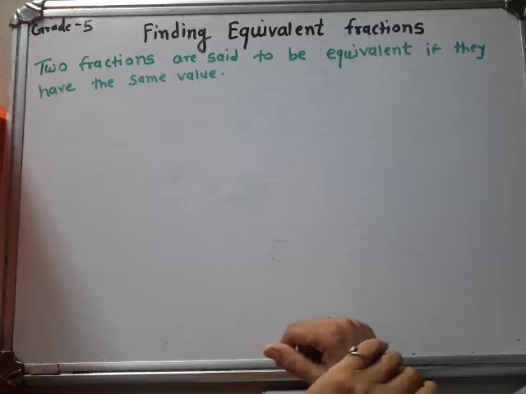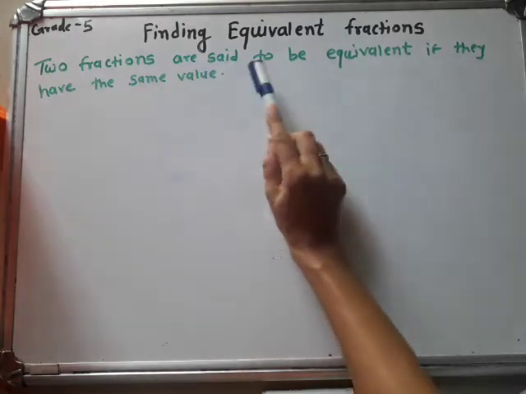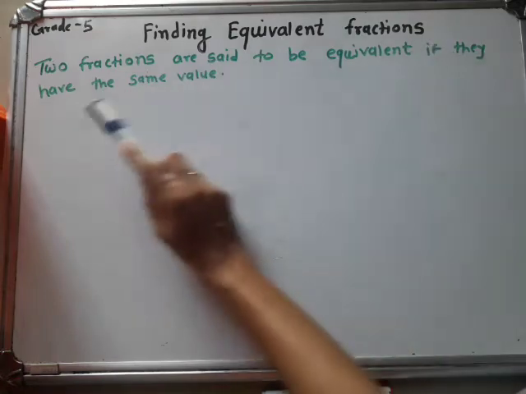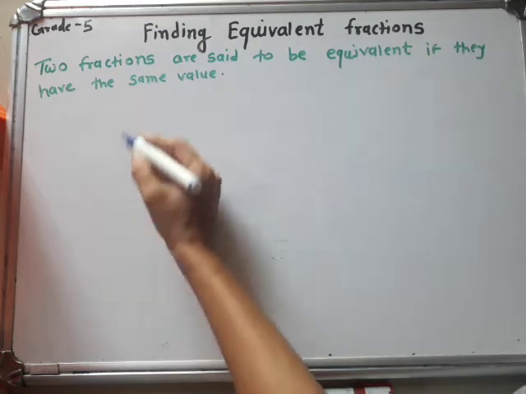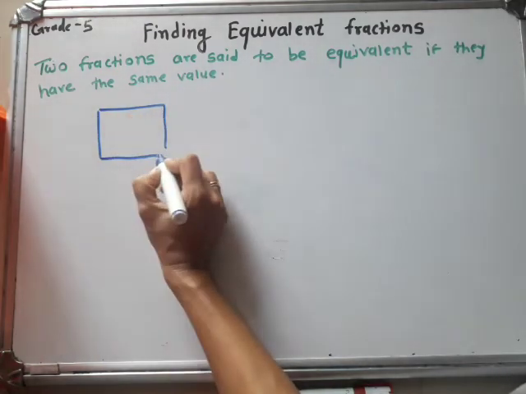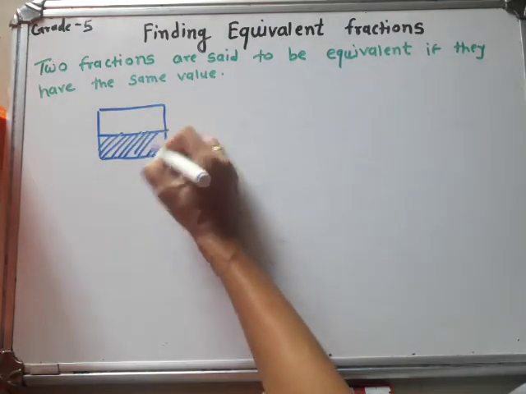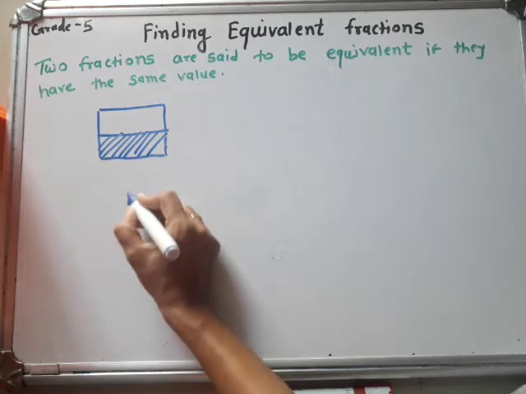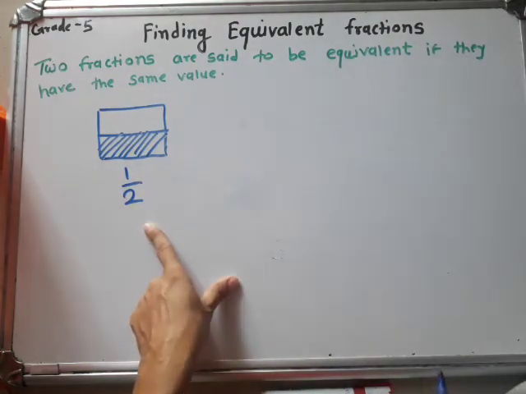So today we see finding equivalent fractions. Equivalent fractions means two fractions are said to be equivalent if they have the same value. We already know that. Suppose this is a paper, this is one paper. I shaded this part. How many equal parts do we get here? Out of two we get one shaded part, means half.